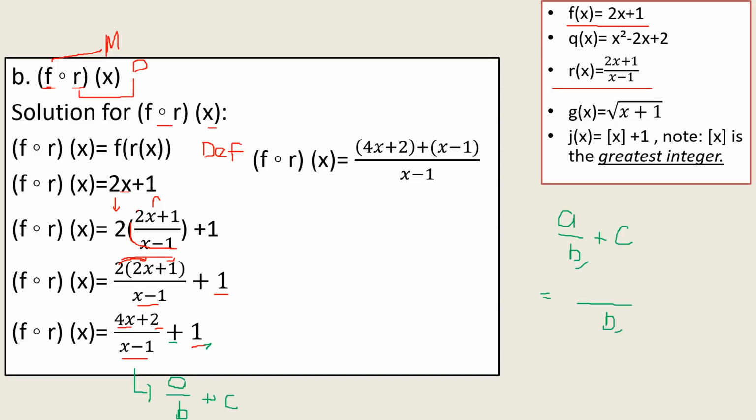Then B divided by B is 1, and 1 times A is A. Therefore, the first term in the numerator would be A, plus, because the operation is addition. For the second term, we multiply B by C. Let's review the operation of fractions: B times C is equal to BC. So we will use this format and process here.